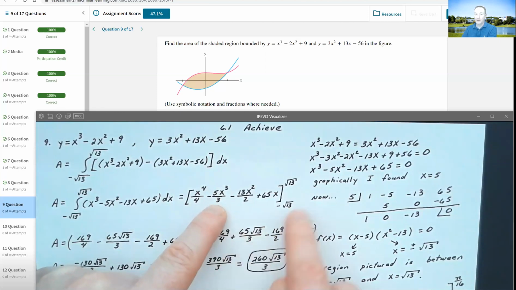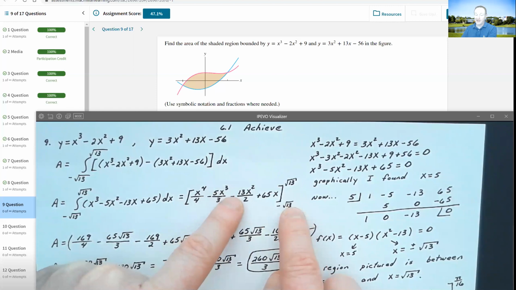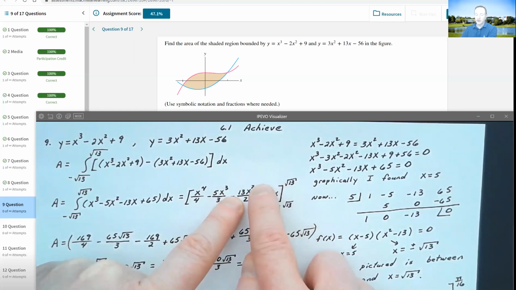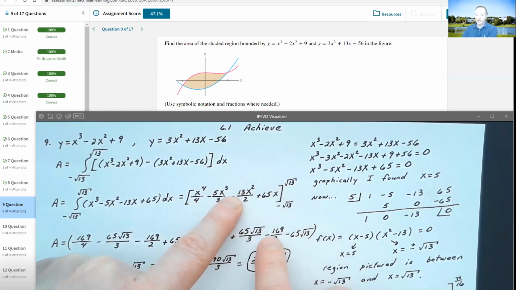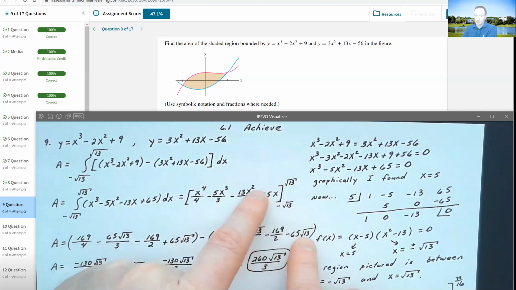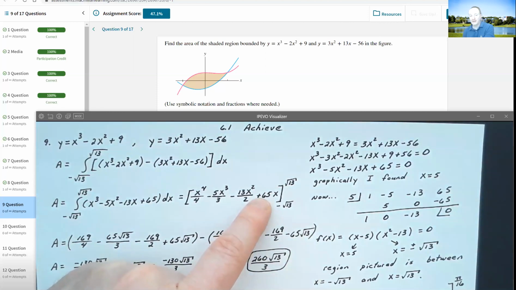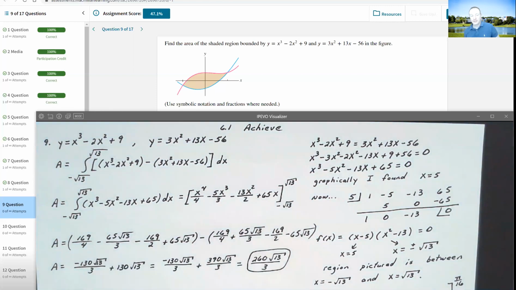My next term, it's going to stay negative because I know that the negative root of 13 squared is just going to be 13. 13 times 13, 169. Still a minus out in front, minus 169 over 2. Your last term, it is going to change the sign because you'll have 65 times a negative 1 on the root of 13 makes it minus 65 on the root of 13.